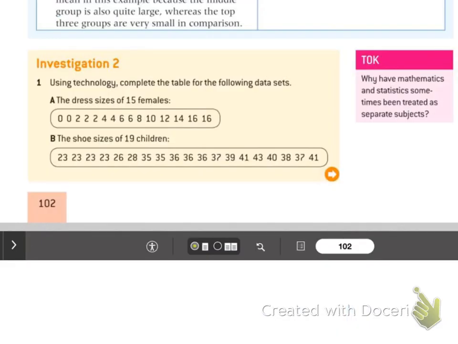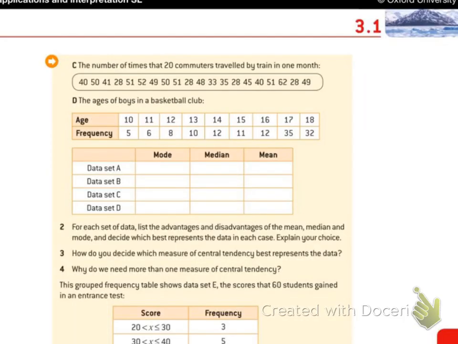So using technology, I want you to find the shoe sizes for these. Using that, I would like you guys to still practice the mean, median, and mode here. I know I'm moving kind of quick, but since we have already done this, we want to talk about these things right here. For each data set above, list the advantages and disadvantages of the mean, median, and mode, and which one best represents each data set in your case.